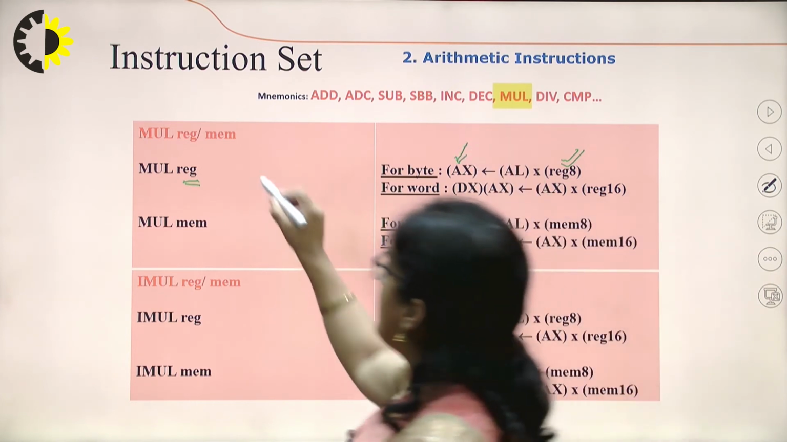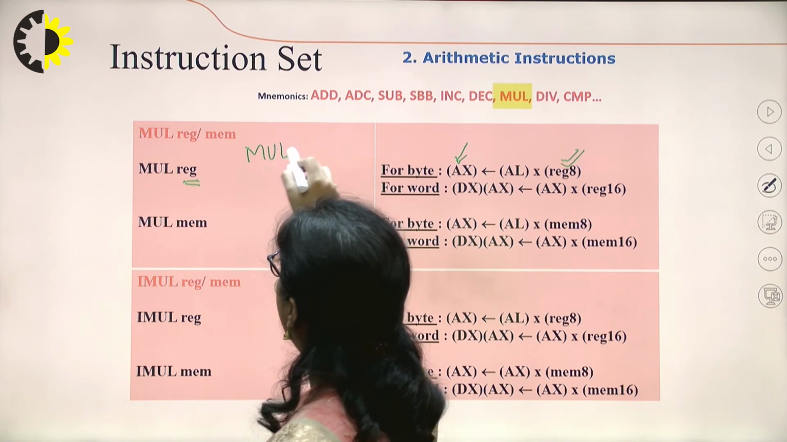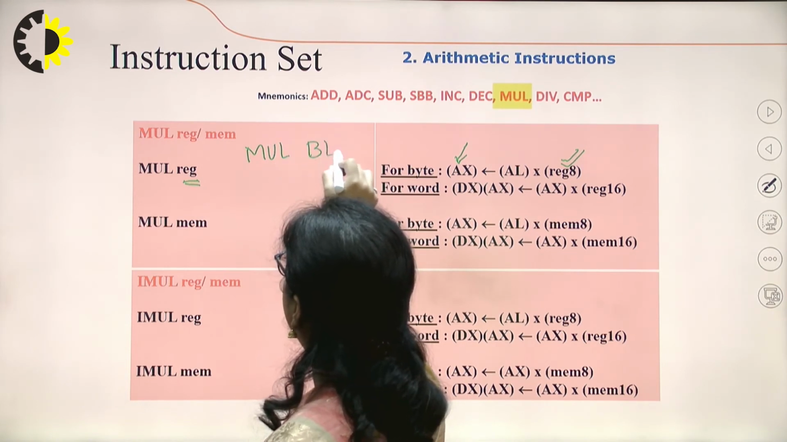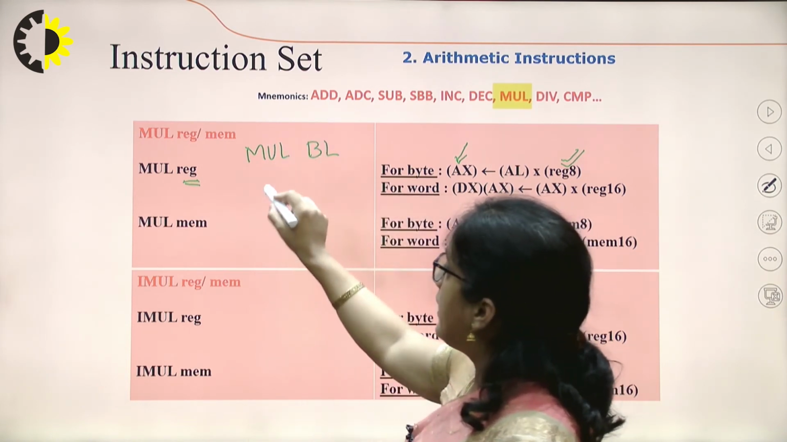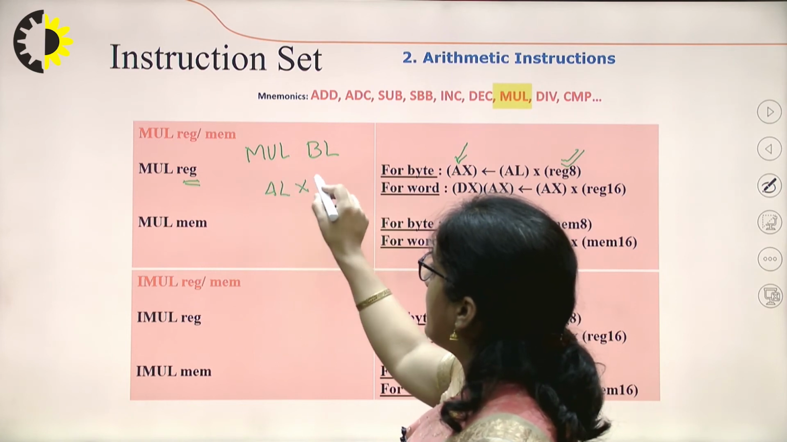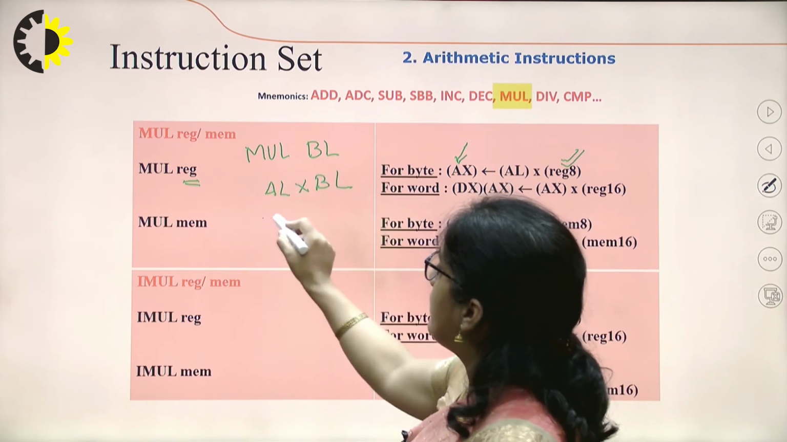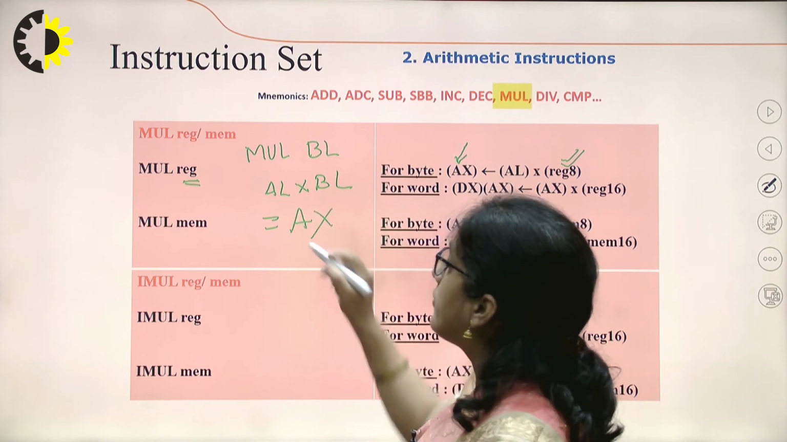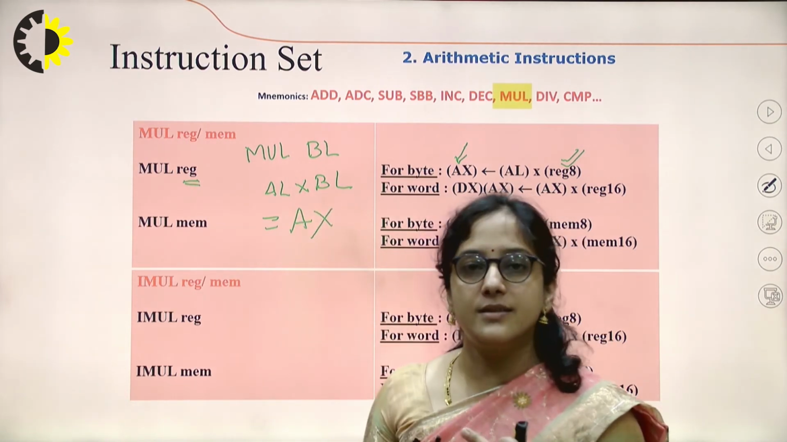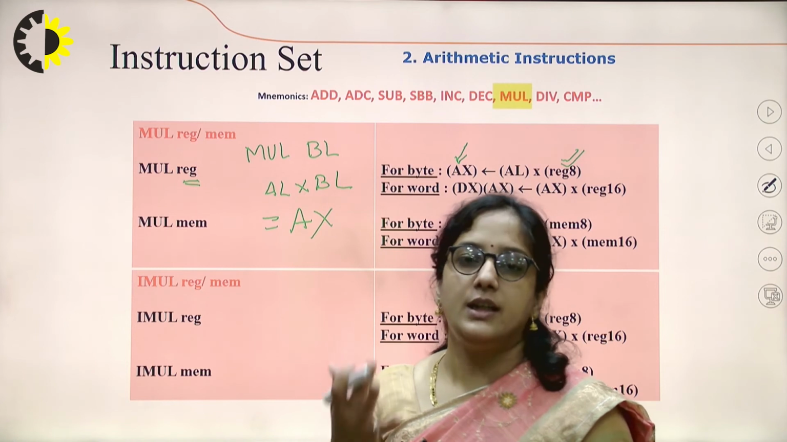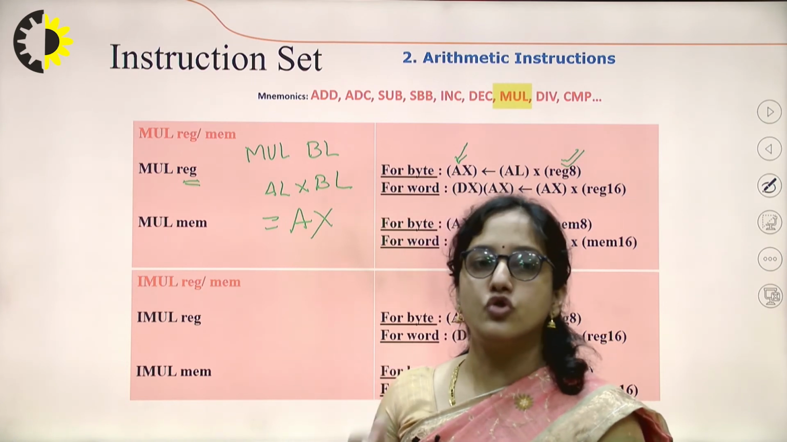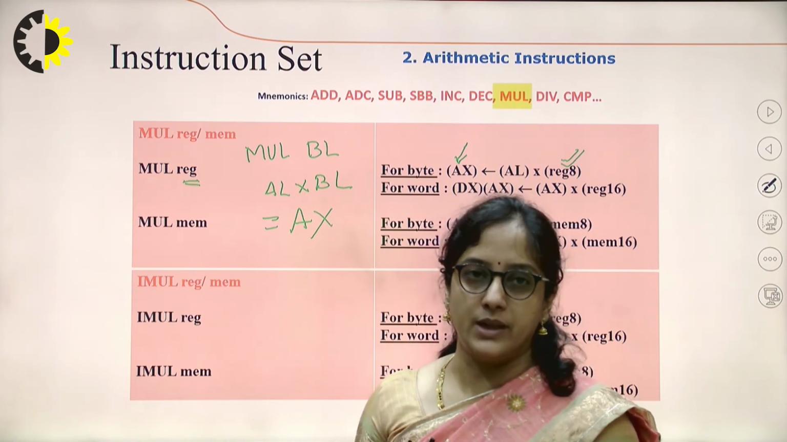For example, if I write MUL BL, the content of AL by default gets multiplied by BL, and the result will be stored in AX, because after multiplication the result may exceed 8 bits. So we need a 16-bit register to store the result of an 8-bit multiplication.